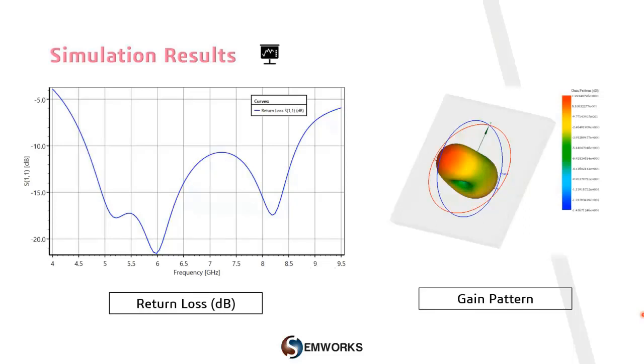The first curve shows the return loss of the antenna. It can be seen from the figure that the antenna provides a good performance in terms of signal bandwidth. The antenna realizes a return loss below minus 10 dB between 4.6 GHz and 8.7 GHz. And the antenna realizes a gain of 2 dB.